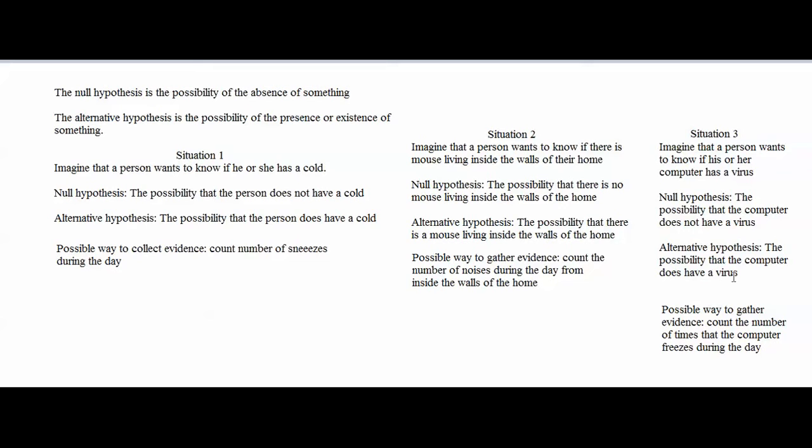If my computer freezes 10 times and I conclude that my computer does have a virus, then I've rejected the null hypothesis. I've rejected the possibility that my computer is fine, and I've decided that my computer does have a virus. I've decided that I think the alternative is true. So in each situation, you either fail to reject the null hypothesis or you reject the null hypothesis, depending on how much evidence you've collected, depending on how strong the evidence is.